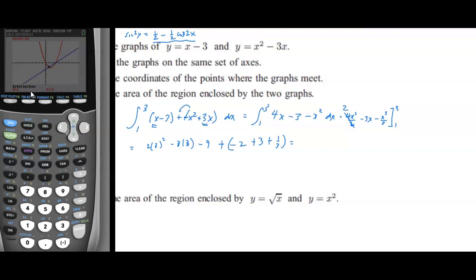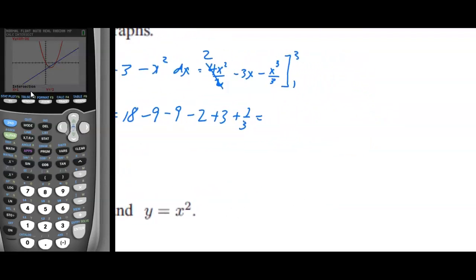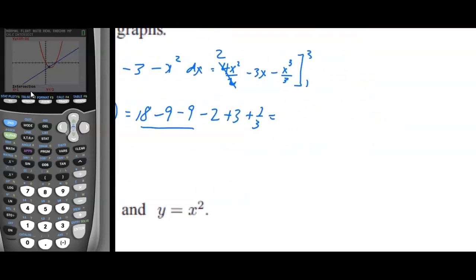2 times 3 squared is 18. 3 times 3 is 9. Another minus 9. Minus 2 plus 3 plus 1/3. So that would be, 18 minus 9 minus 9 cancels out. Negative 2 plus 3 is 1. And 1 plus 1/3 is 4/3. So the answer is 4/3.